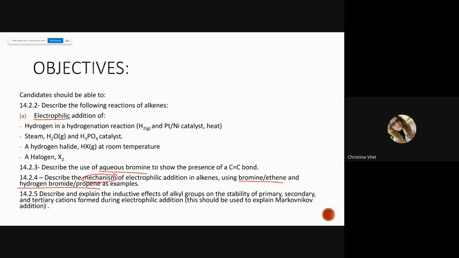14.2.5, describe and explain inductive effects. What does that mean? Words. Of alkyl groups on the stability of primary, secondary, and tertiary cations formed during electrophilic addition. This should be used to explain Markovnikov addition. That sounds like, reading that, given what you know, you're like, what in the world is any of that? What is that? What does that mean? All I heard was a Russian guy. Markovnikov. We'll be learning something called Markovnikov's rule today, and Markovnikov addition.